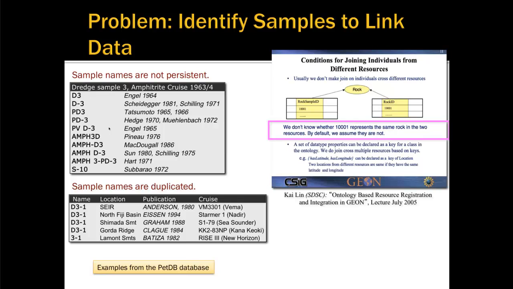So the samples listed there are 5 completely different samples, but in the publications they all carried the same name. Or above, it is an actual sample from a dredge 3, showing all the various names that this sample has had in the literature. So sample names have really not been persistent.